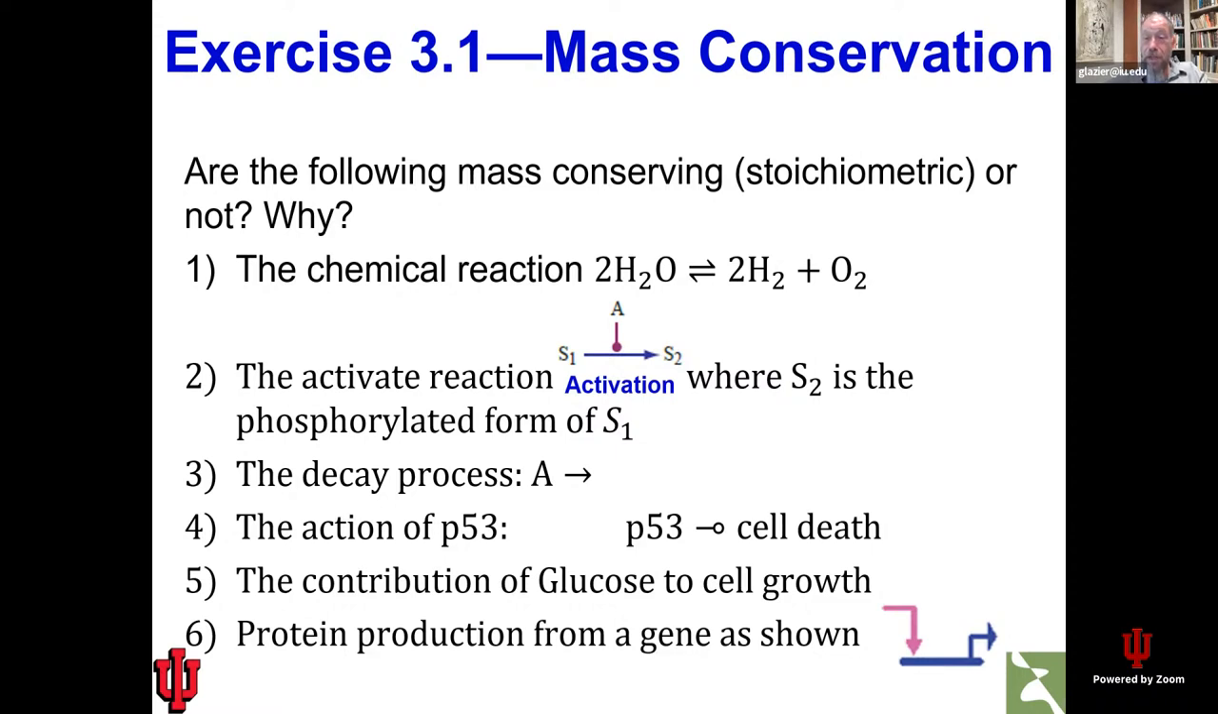Number 4 is a bit of a trick. P53, the activation form of P53, promotes cell death. I'm not exactly sure how we would even come up with a mass conserving version of that. So when we talk about a chemical species regulating a behavior, it becomes sort of difficult to come up with mass conserving forms, unlike the phosphorylation example where we could do that.